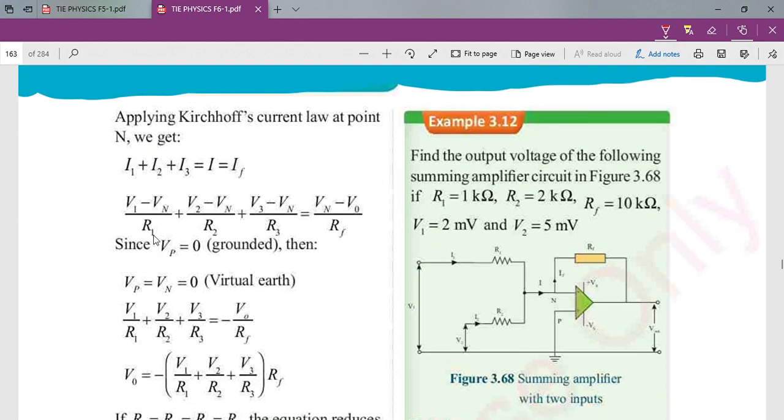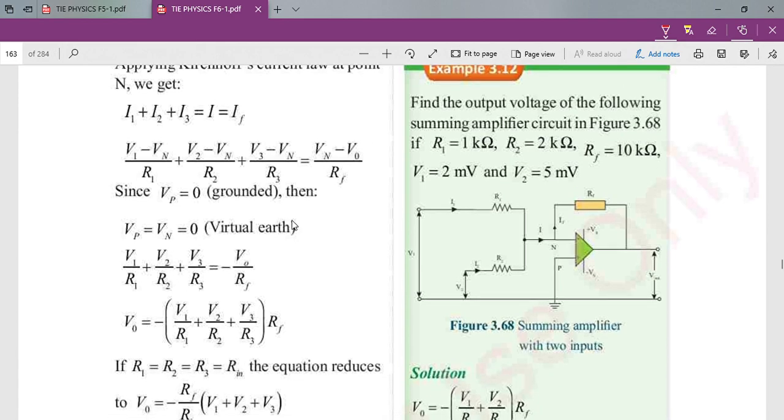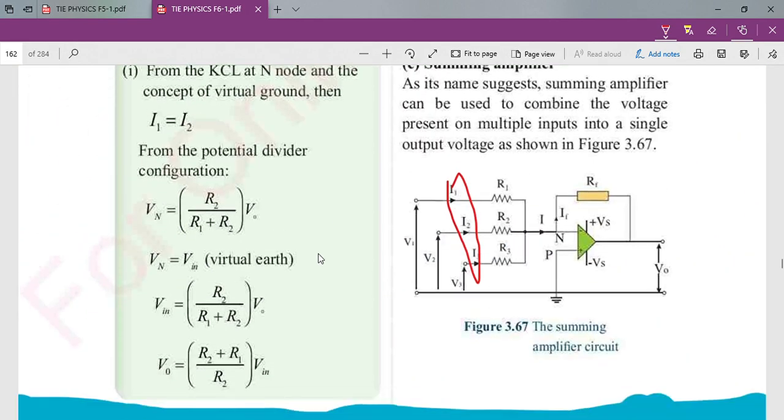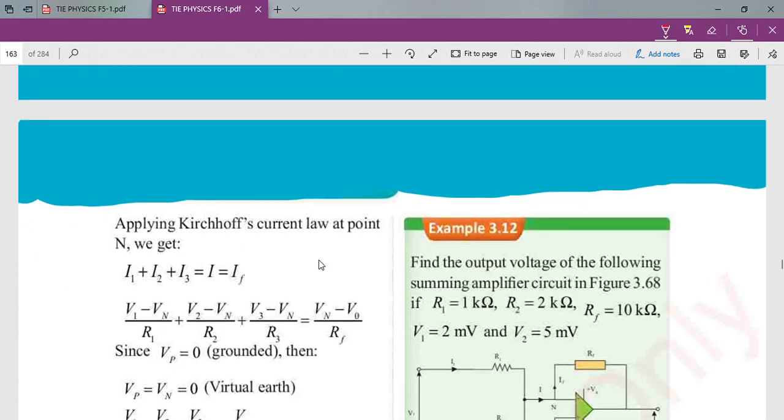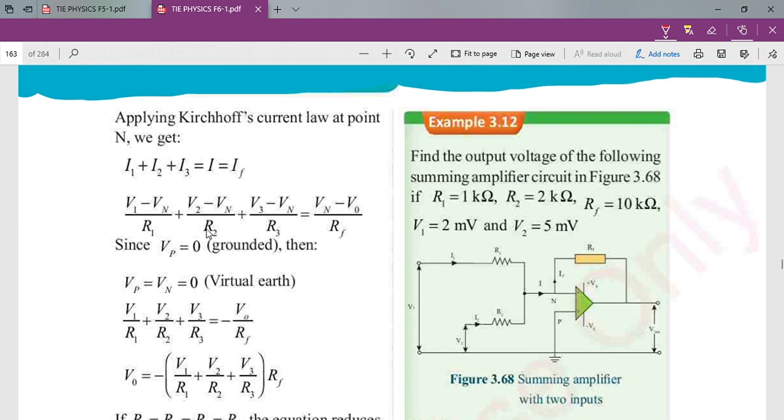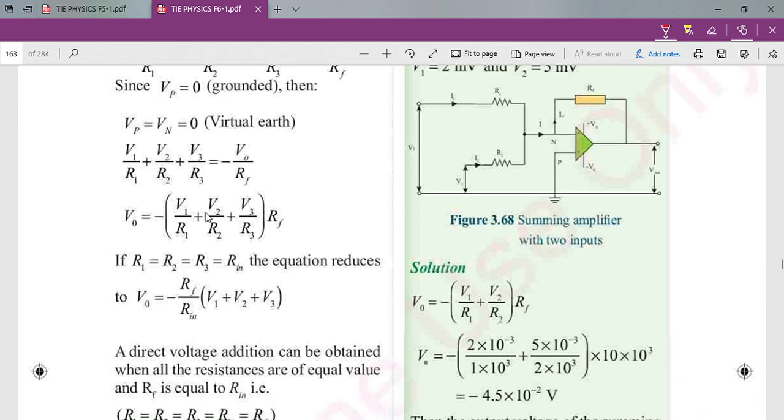Now define each term. What is I1? You know I1 is equal to V1 minus Vn over R1, then I2, I3, and arrange. But as I said, for the case of inverting, Vn is equal to Vp and is equal to 0. So where there is Vn, put 0. So you will obtain this formula. Now arrange to obtain gain.